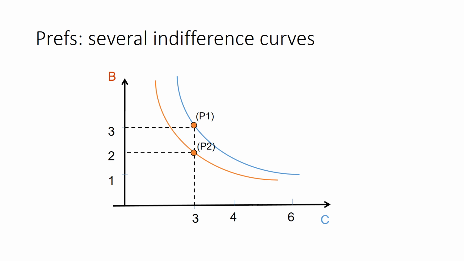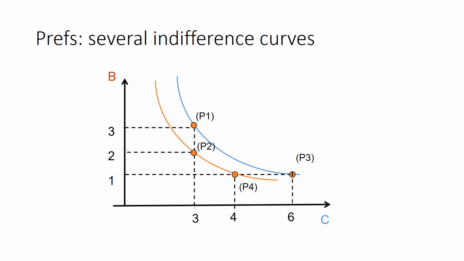Once again, thinking in terms of this property that more is better, the consumer is going to prefer having more books given a certain number of concert tickets. All right, so here the indifference curve in blue is going to show a higher level of satisfaction to the consumer compared to the indifference curve in orange.